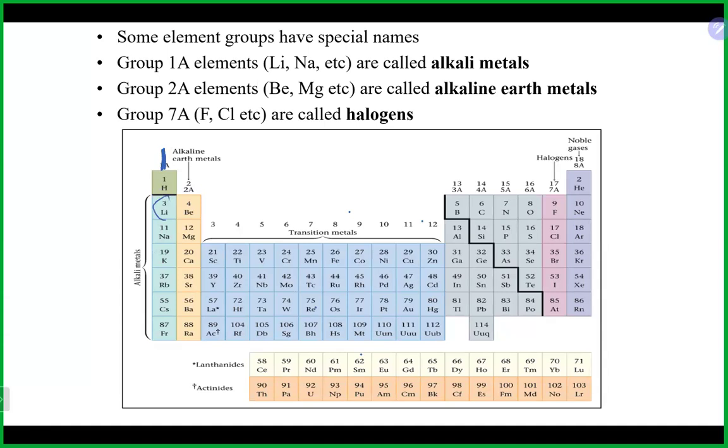And once again, that starts with lithium, not hydrogen. Right next door in group number 2, that is the alkaline earth metals. The word alkaline means basic. And that is pretty much in group number 1 and group number 2.